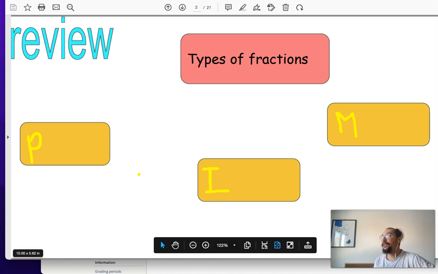What type of fraction starts with a P? What type of fraction starts with an I? What type of fraction starts with an M, which is what we're doing right now. Actually, we're working with these two fractions. Now we are in the next page. All right, we're gonna keep going.